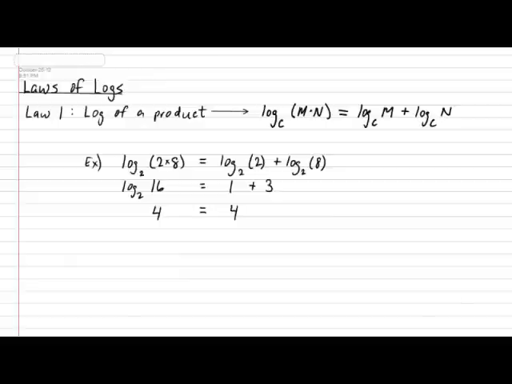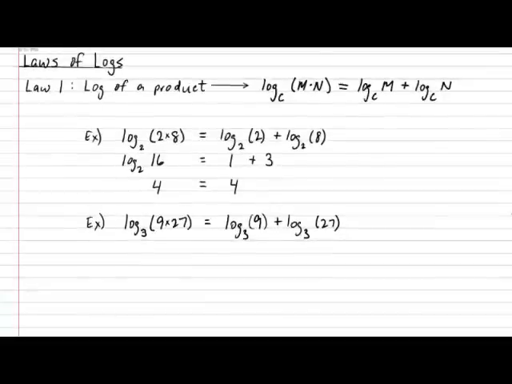Let's take a look at another example of this law in action. For our next example, let's try the following. Suppose you have log in base 3 of 9 times 27. We're going to prove that this can be rewritten as log base 3 of 9 plus log base 3 of 27.